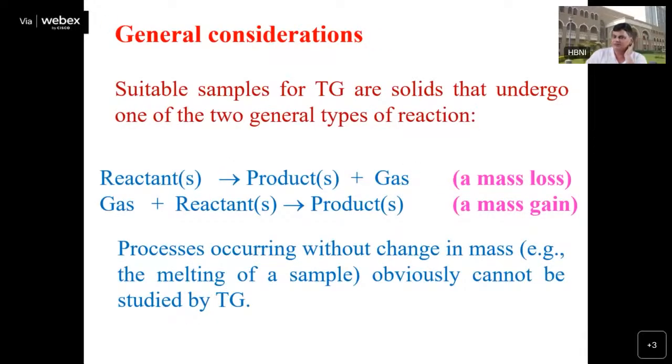And these are the general considerations. Suitable samples for TG are solids that undergo one of two general types of reactions. That is, a reactant, on any kind of reaction, can give you a product plus gas, so there is a mass loss. And if there is any adsorption, that is gas plus reactant, then there will be a mass gain. So a process occurring without a change in mass is not possible to study using thermogravimetry. So what is the most necessary thing? There must be a mass change.